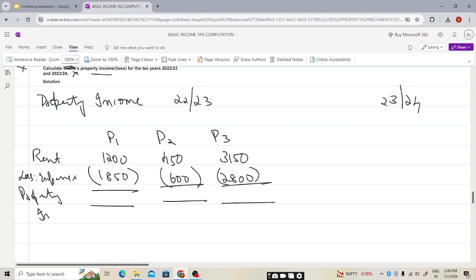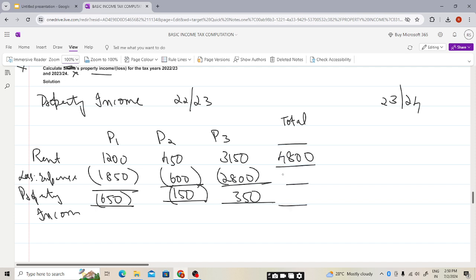Am I clear? This format would be clear to all of you. So here our loss will be 650. Then for property 2, our loss will be 150. And here we have a profit. Clear with this? But keep in mind, students, what I told: during our income tax calculation, the landlord must calculate all the income and profit together, aggregating all the profits and losses of all the properties. So if they do their total, the income will be 4800 and the expense will be 5250. So a loss of 450.